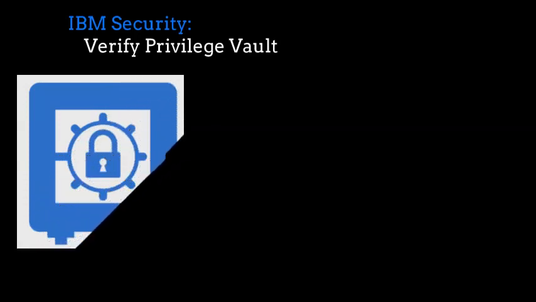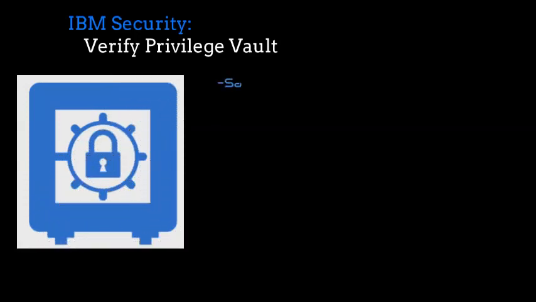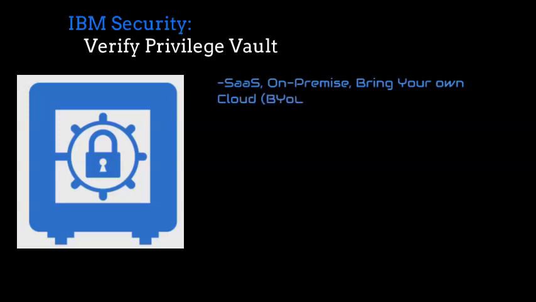There are 5 total products in the Verify Privilege product line, and I'll share a slide with all 5 of them at the end of us going through them individually. The first and often most foundational is the Verify Privilege Vault. Verify Privilege Vault is available from IBM in software as a service, on-premise, meaning you provide the hardware and operating systems. Alternatively, you can take your on-premise license to a cloud and install the application and database there.